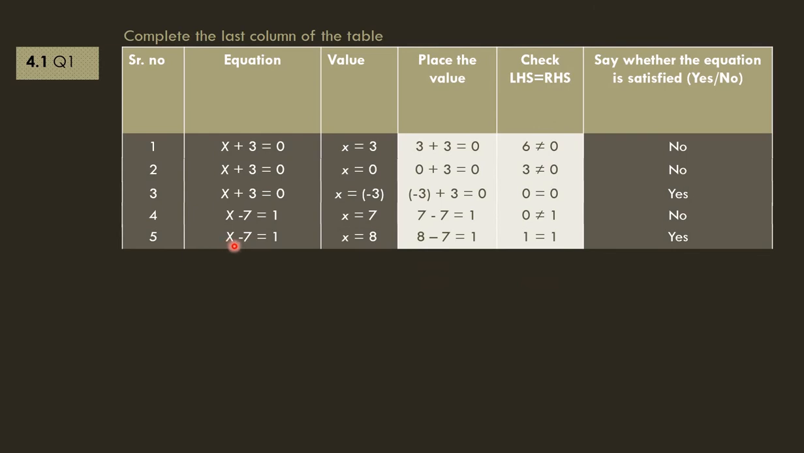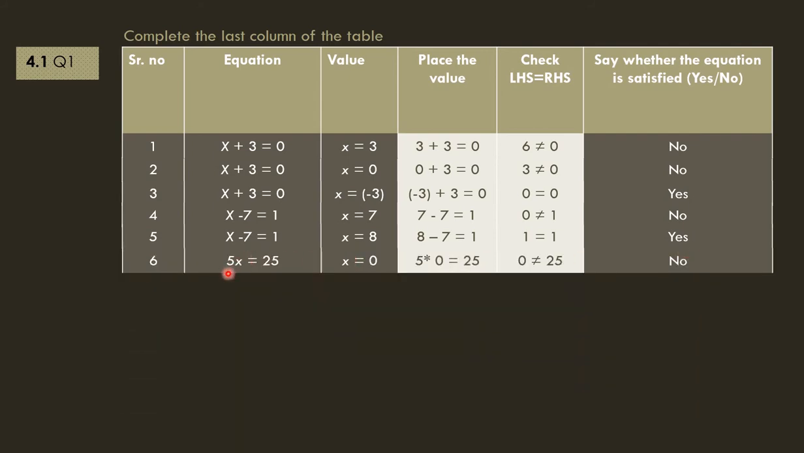Next equation is the same, that is x minus 7 is equal to 1. But the value is different, that is x is equal to 8. Now let's put this value of x, that is 8, into the left hand side. So the left hand side of the equation will become what? It will become 8 minus 7, which is 1. You can see the LHS is 1 and RHS is also 1. So we can see that the equation is satisfied with the given value of x equal to 8. That's why I'm going to write yes in the last column.